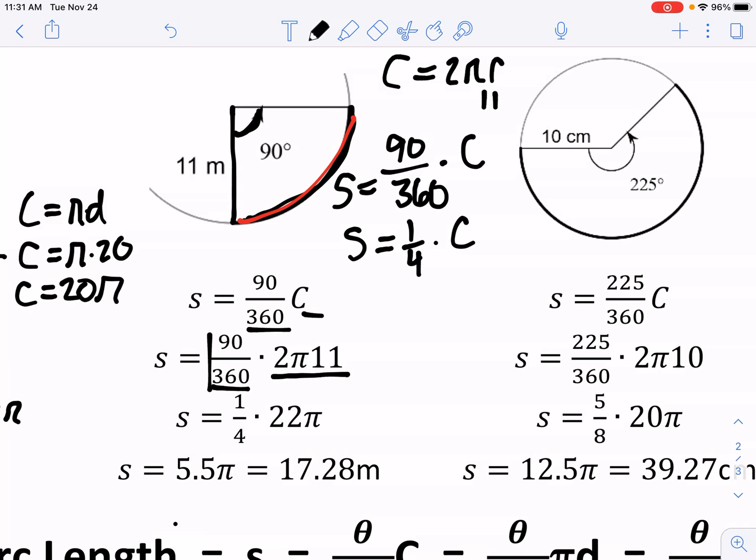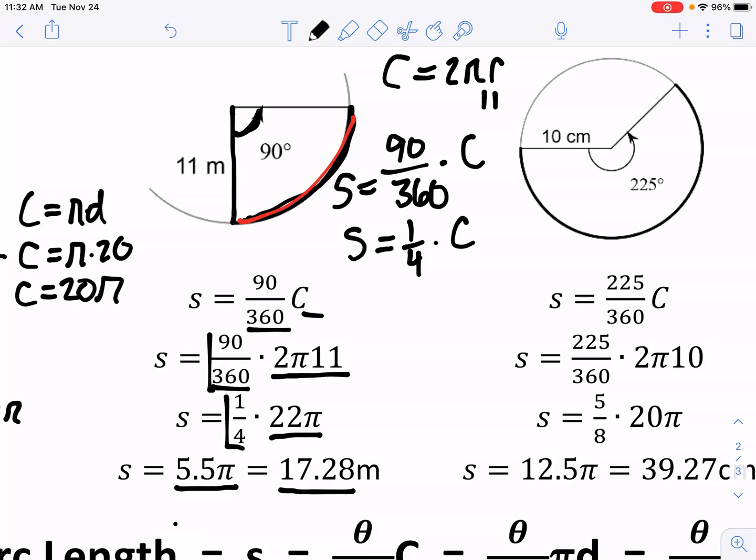Well, again, reducing this down, we're talking about a fourth of the circle. We're talking about a fourth of that circumference, times 2 times 11 is 22 pi. Then we'd have 1/4 times 22 pi. We can multiply that in our calculator. 22 divided by 4 gives us 5.5. So the arc length would be 5.5 times pi, which plugging that into your calculator, 5.5 times shift pi, going out to 2 decimal places, would be 17.28 meters.